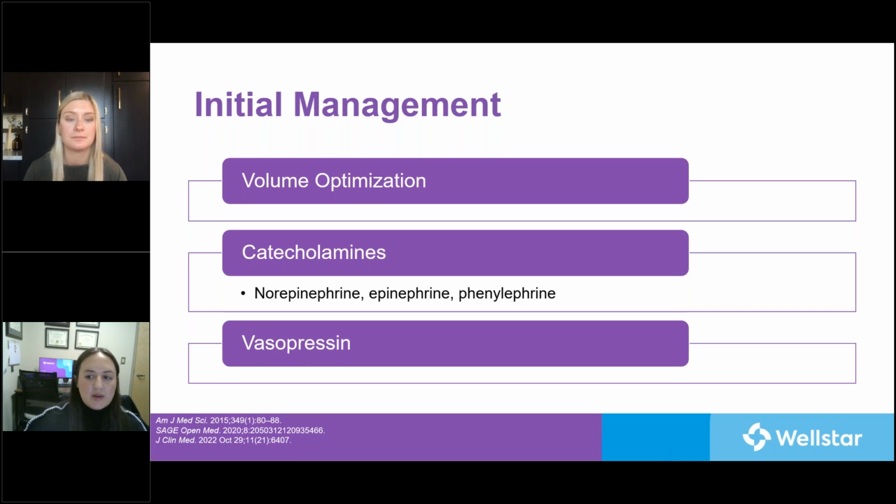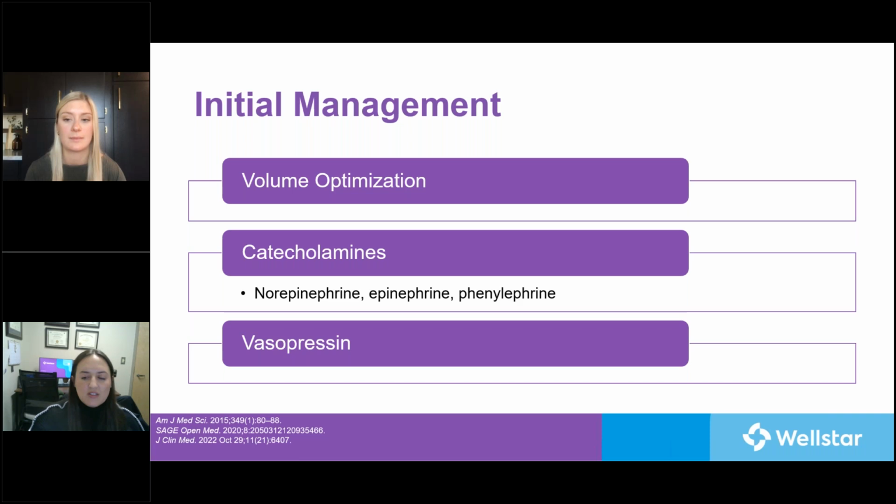So really the first step of management of vasoplegia after CT surgery is volume optimization. Patients should receive a volume challenge prior to moving on to catecholamine agents. And once a patient has failed a volume challenge, then at that point, you can consider moving on to your catecholamines. And they're really considered first-line therapy for patients that have significant hypotension after CT surgery.